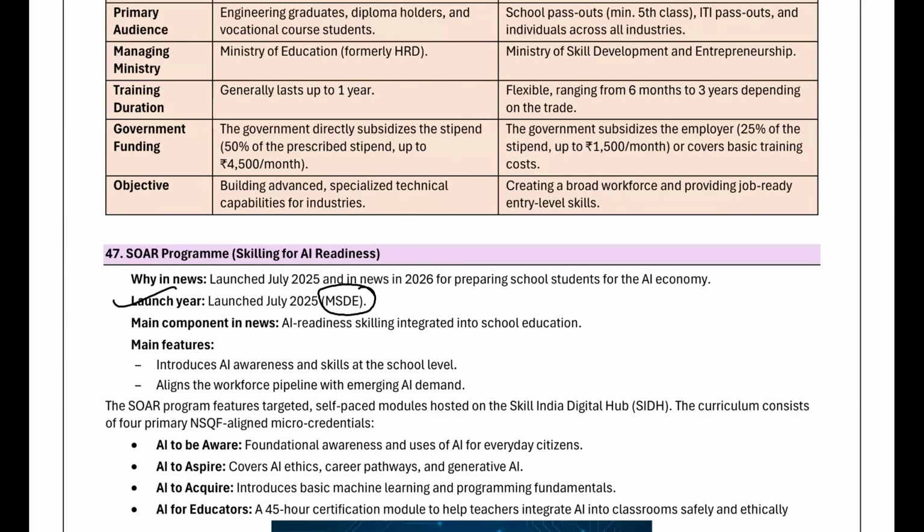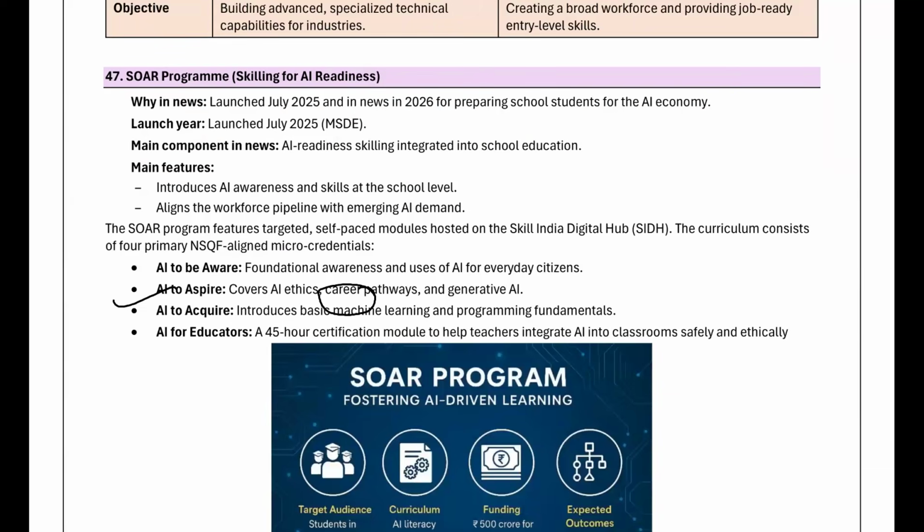So the launch here is very important to understand the key points. The key point is that it will provide an AI readiness program. Okay. School student focus. Where is the focus? On school students. And AI awareness, AI aspire, AI acquire, and AI for educators. This is what is there. The SOAR program comprises all 4 parameters that you need to understand.